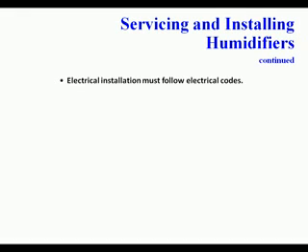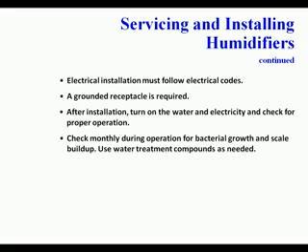The electric system can be a low voltage and controlled by a humidistat or relay, or the control can be provided by a 120 volt humidistat. Electrical installation should follow all electrical codes, and a grounded receptacle is required. After installation, turn on the water and electricity and check for proper operation.